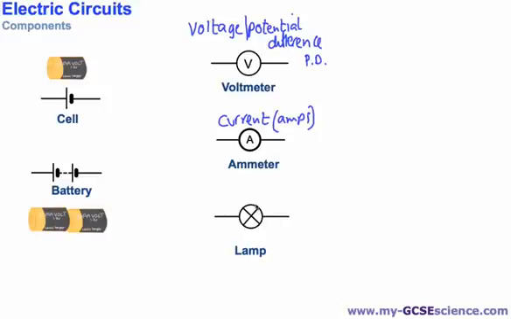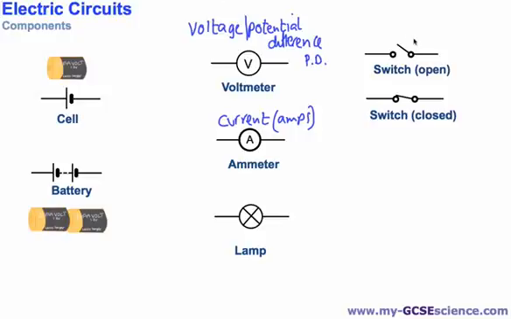We have a lamp, and that's just a little bulb that lights up or doesn't, depending on what the circuit's doing. We have some more components over here. Very simple. This is a switch open, so in the open state, no current can flow, and when it's closed, current can flow through it. Okay, so these are some of the slightly simpler ones.